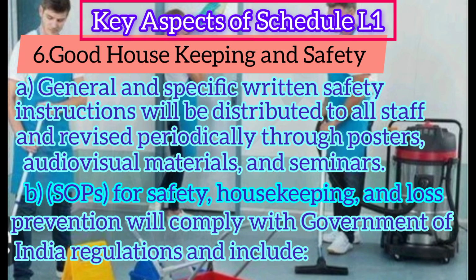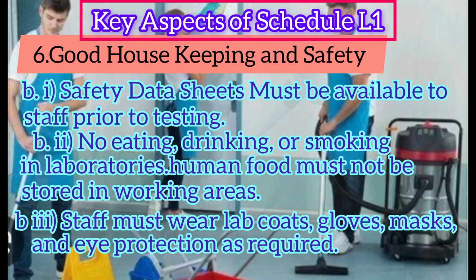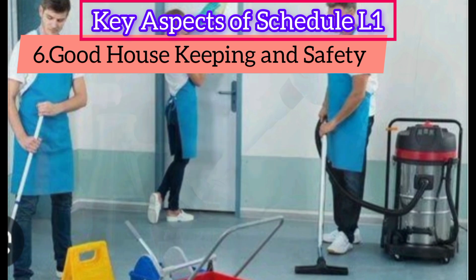6. Good housekeeping and safety. A. General and specific written safety instructions will be distributed to all staff and revised periodically through posters, audiovisual materials, and seminars. B. SOP for safety, housekeeping, and loss prevention will comply with Government of India regulations and include B.1. Safety data sheets must be available to staff prior to testing. B.2. No eating, drinking, or smoking in laboratories. Human food must not be stored in working areas. B.3. Staff must wear lab coats, gloves, masks, and eye protection as required.